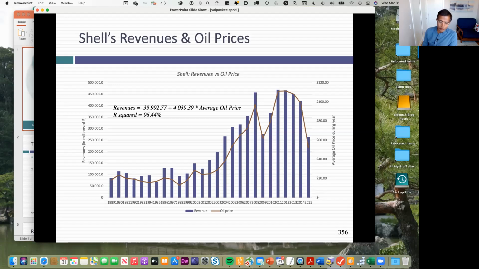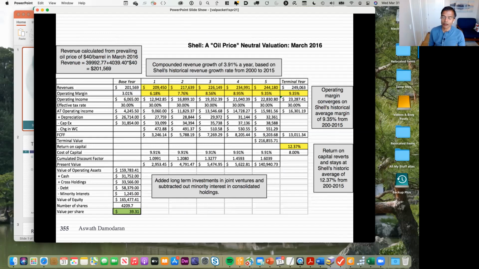So in March of 2016, I'm going back to the previous page, I decided to value Royal Dutch. At the time that I did this valuation, the oil price was $40 a barrel. It had dropped from $75 in the previous year down to $40 a barrel. And I faced a challenge.